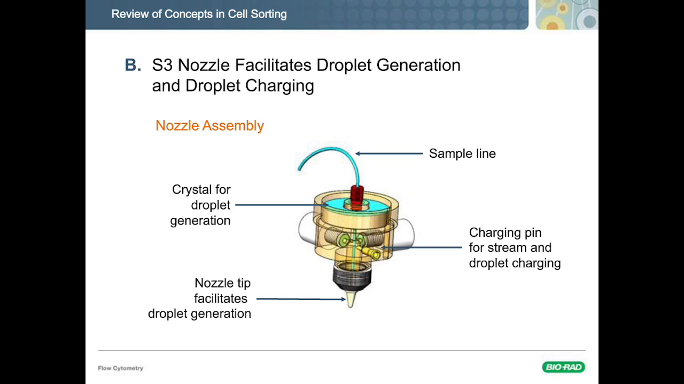The sample line carries the sample in and takes it down and injects it where it can be hydrodynamically focused to be pushed out of the nozzle tip. And the charging pin passes through the body of the nozzle to contact the sheath solution so that it can put a charge onto the charge carriers, which is basically the salt in the sheath, so that we can charge those droplets.